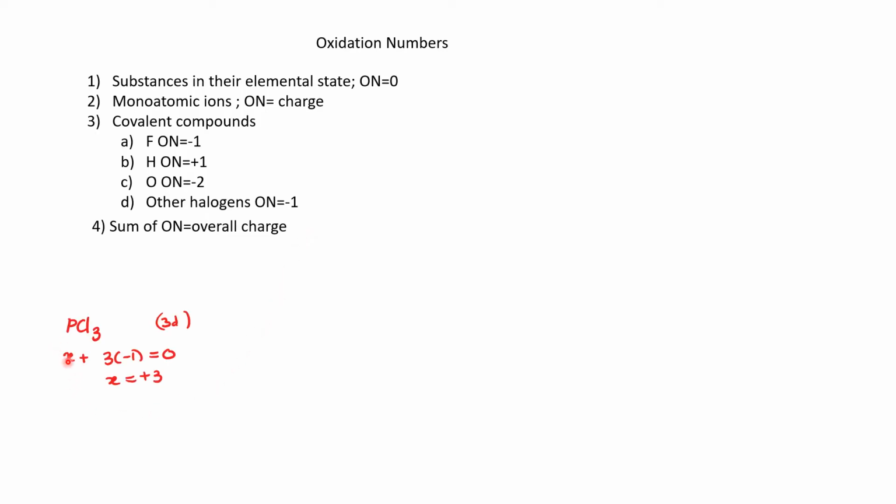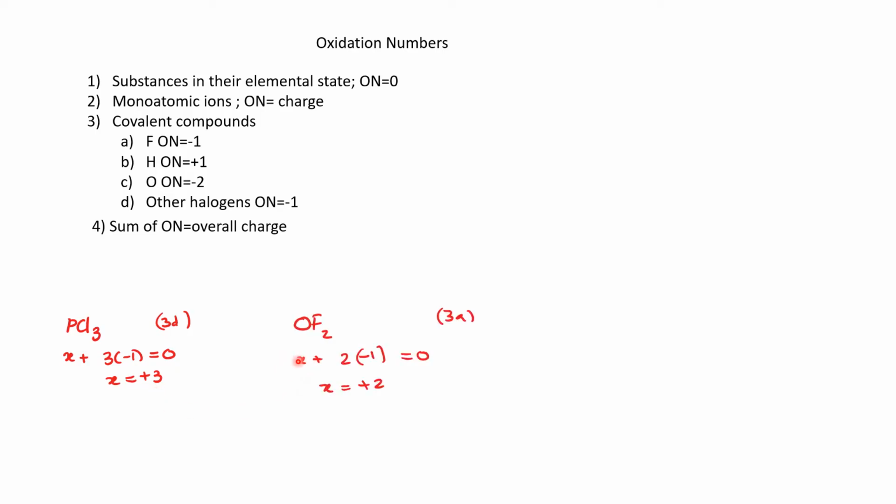Let's take X as the oxidation number of phosphorus. According to rule 3D, chlorine has -1 oxidation number and the overall charge of this compound is 0. And you see that phosphorus has a +3 oxidation number.